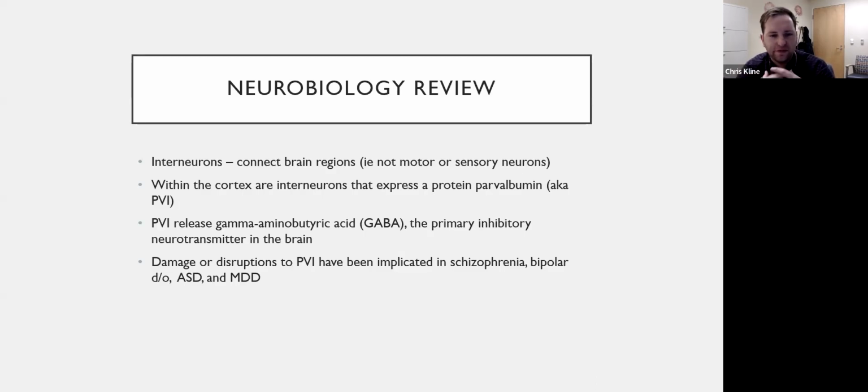So I just want to give a high-level review of some of the neurobio terms here. Interneurons are the neurons that connect brain regions, as opposed to providing sensory information or leading to motor activity. Within the cortex are specific interneurons that express a protein called parvalbumin, which is involved in different cellular second messenger systems within the neuron itself. These specific interneurons, called PVI throughout the rest of this talk, release GABA, which is the primary inhibitory neurotransmitter in the brain. And damage or disruption to these interneurons have been implicated in a number of different psychiatric disorders.